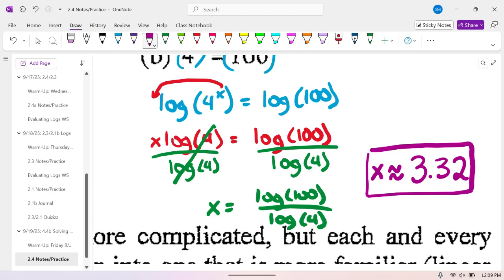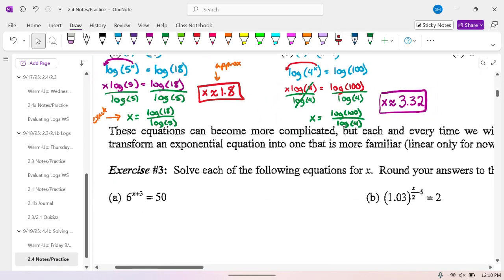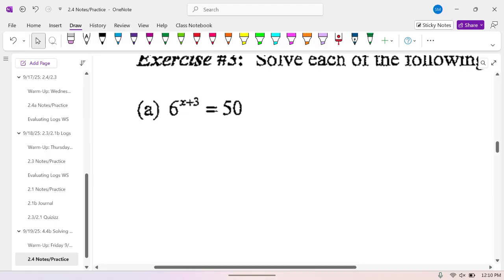Now, when it comes to solving exponentials, this was like the very, very basic, very easy ones. All right. So let's look at one that's a little bit more complicated. So there's a little extra to it, but it's not bad, honestly. It just has like one extra step at the end. All right. So let's look at exercise 3, part A.